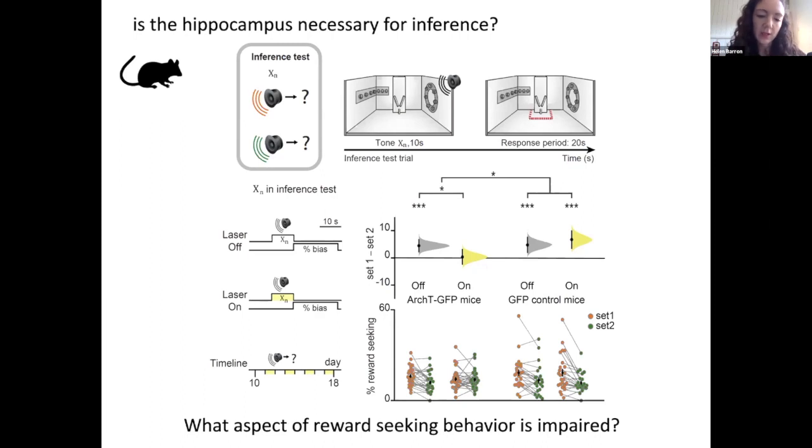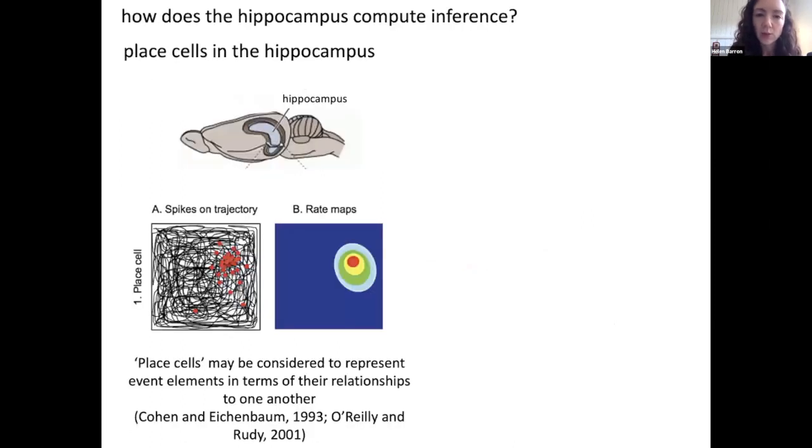But of course, this raises questions as to what the hippocampus is actually computing during inference. I think it's important to think about what we know about the hippocampus more broadly. I've come up with three key features of the hippocampus which I think are relevant to thinking about how the hippocampus might support inference.